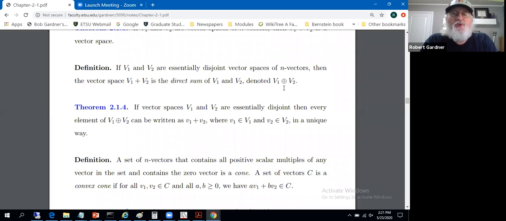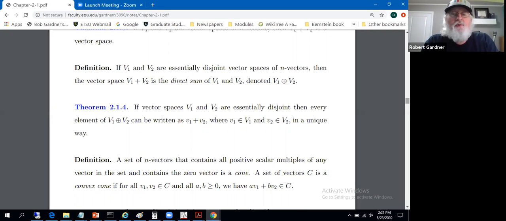All right, so the condition on this direct sum stuff is one almost of disjointness. These two vector spaces are as disjoint as they could be and still be subspaces of Rn. Of course, every vector space has a zero vector, and that's the only thing that they share.